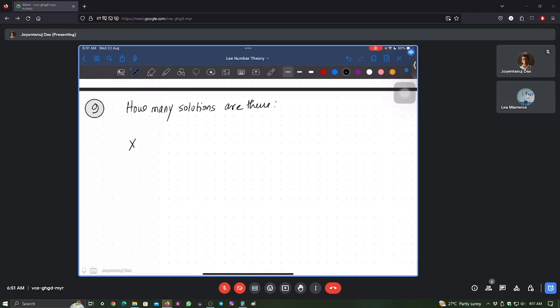So the polynomial is x power 4 plus 5x cube plus 4x square minus 6x minus 4 is congruent to 0 mod 11, where x lies between 0 and 11. So that is fine.